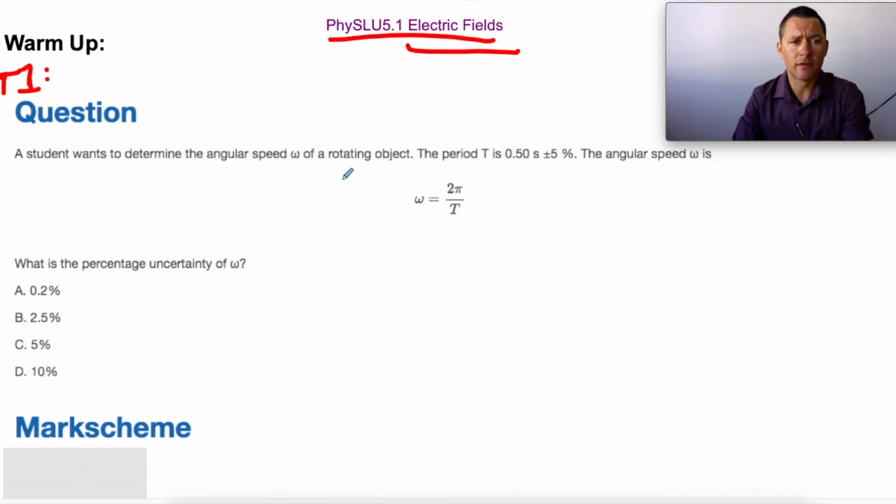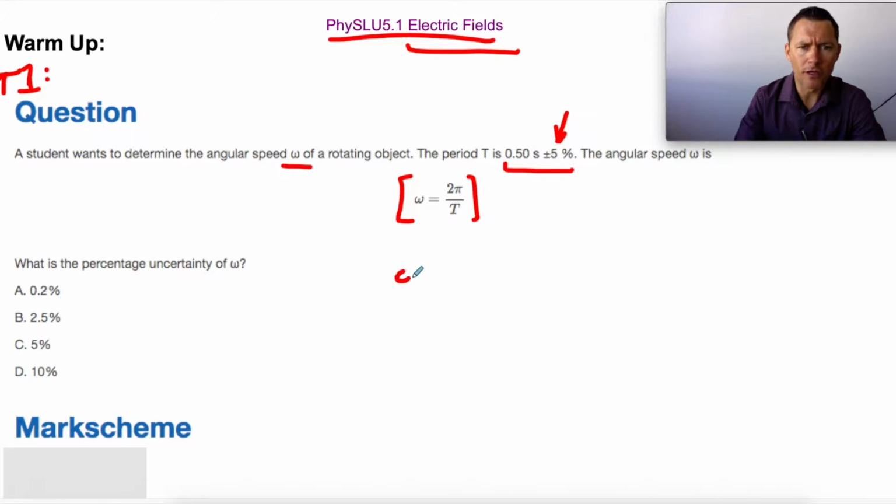Okay, so we want to find the angular speed of a rotating object. We know the period with some uncertainty. So the angular speed is based on this formula from our formula booklet. That's not a big deal. They ask, what's the percentage uncertainty?